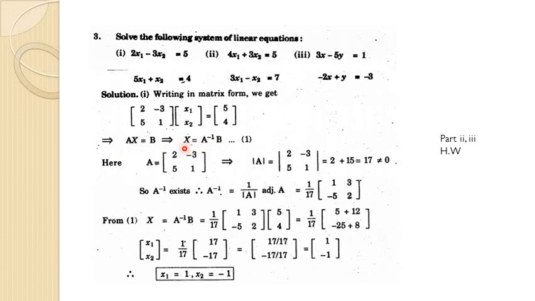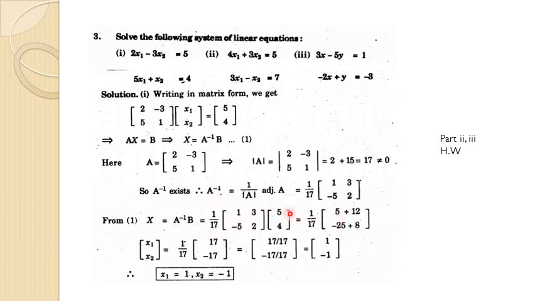Okay, so this is the formula. X you can find out because X is x1, x2. You can find out A inverse B. So how can you find A inverse? Like question number 2, first you find the determinant, then you find its adjoint, and then put the values in the formula. So this is the answer of A inverse, and X is equal to A inverse B.